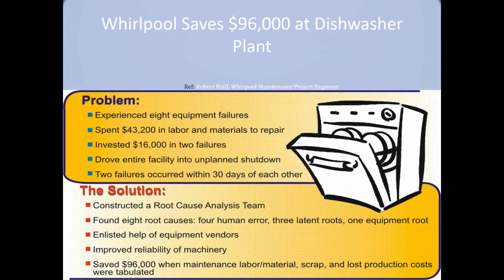Here was Whirlpool. In this Whirlpool plant, they experienced 8 equipment failures and spent $43,200 in labor and materials to repair. They invested $16,000 in 2 failures that drove the entire facility into unplanned shutdown. The 2 failures occurred within 30 days of each other. They constructed a root cause analysis team. They found 8 root causes: 4 human errors, 3 latent errors, and 1 equipment root cause. They enlisted the help of equipment vendors. They improved reliability of machinery, and when they tabulated the total cost, they'd saved $96,000 when maintenance, labor, scrap, and lost production costs were tabulated.